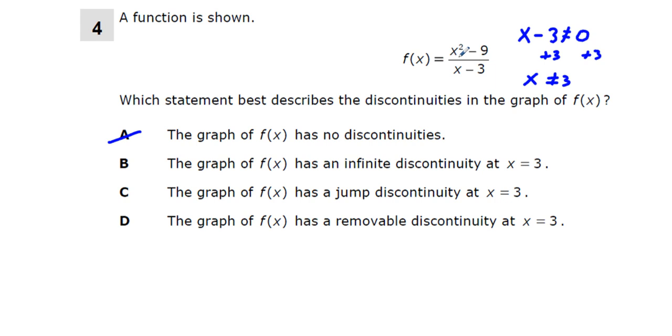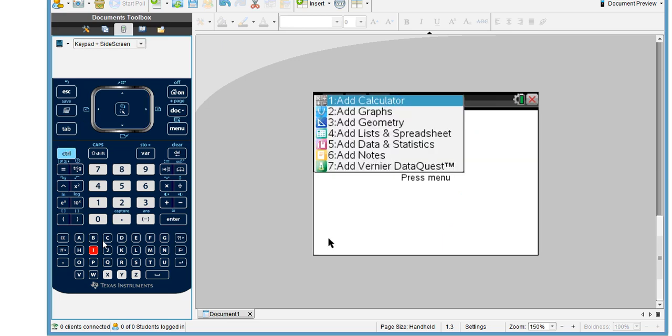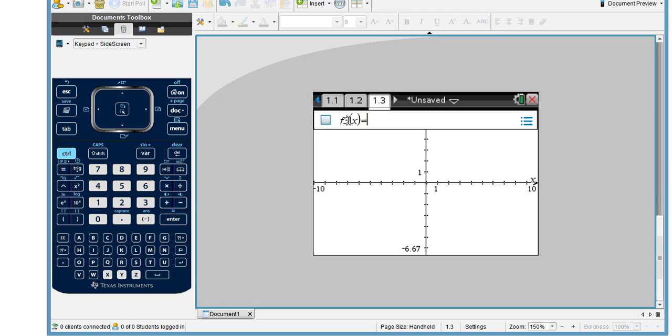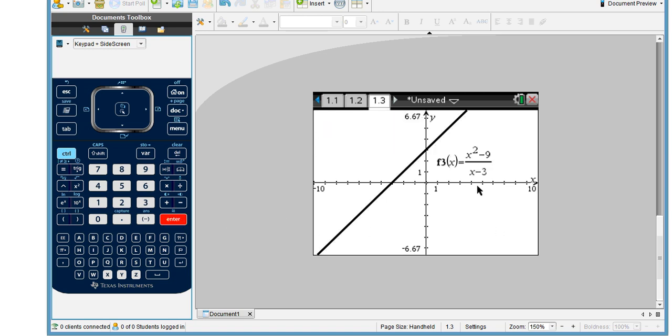From here, you can work this problem out just algebraically, which I'm going to do later. But first, I'm going to go to the graphing calculator and get a new page by doing Control I, add graph. And then we're going to put in the equation as written, which is going to be in the numerator x squared minus 9, and in the denominator x minus 3. And then we graph this, and if we look where x equals 3, we do not see any kind of break.